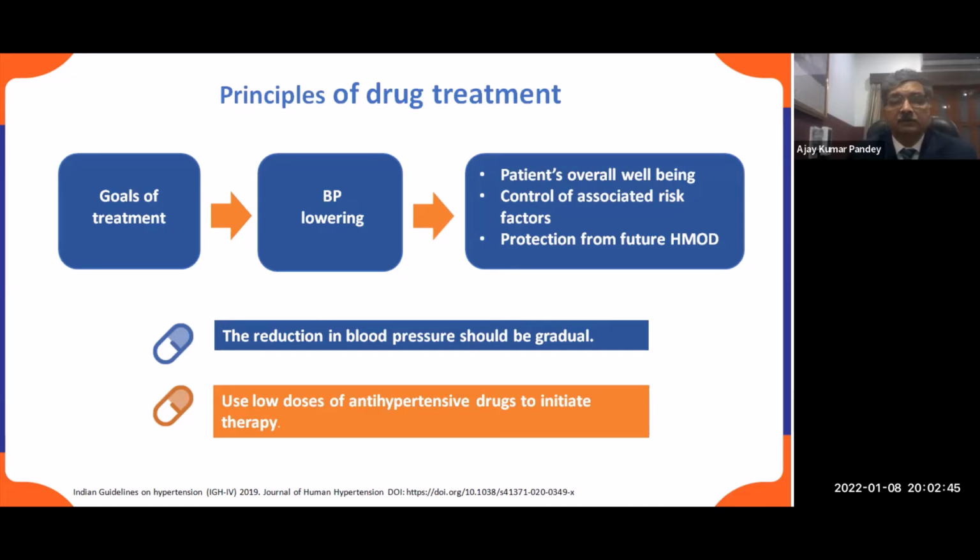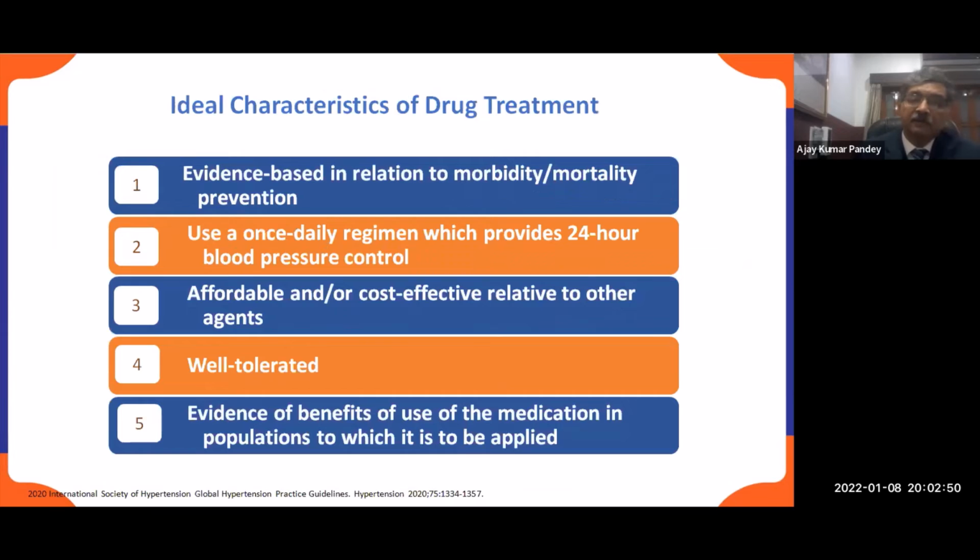Reduction in blood pressure should be gradual. Use low doses of antihypertensive drugs to initiate the therapy, and give some time. Like suppose you start telmisartan, it takes 5 half-lives. It means 5 days for telmisartan 40 milligram to get all the angiotensin receptors blocked. So if you start telmisartan 40 milligram today, its adequate effect will be seen after 5 days. Starting 40 milligram of telmisartan today doesn't mean that the person will have a normal blood pressure tomorrow.